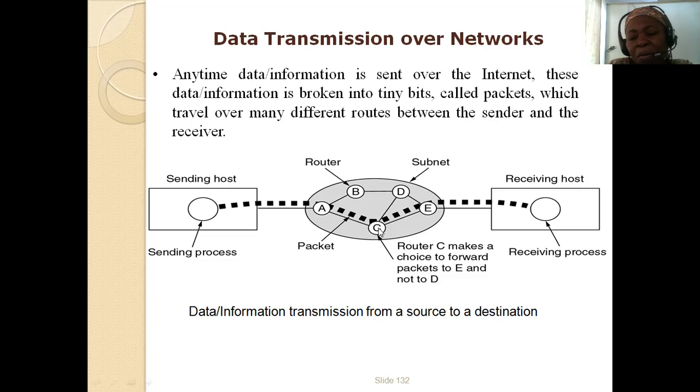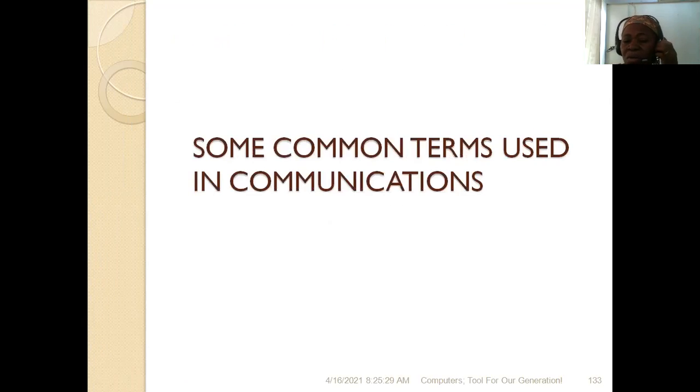Then router C looks again, which route is the shortest. Instead of going through D, it says no, if it goes through D, then it is going to make 2 journeys. So it chooses to make only 1 journey, which is to router E. And then router E gets the packet and sends it on to the receiving host. So this is basically how data transmission over networks is done.